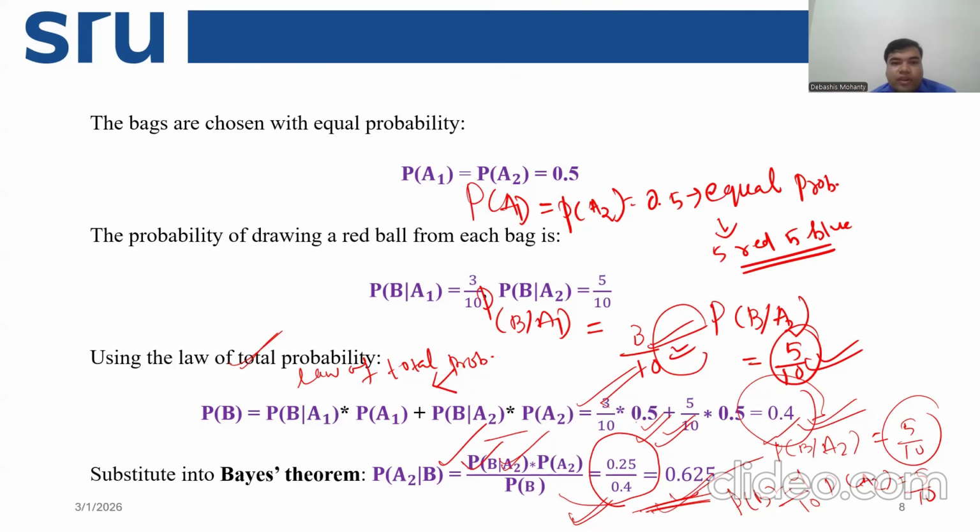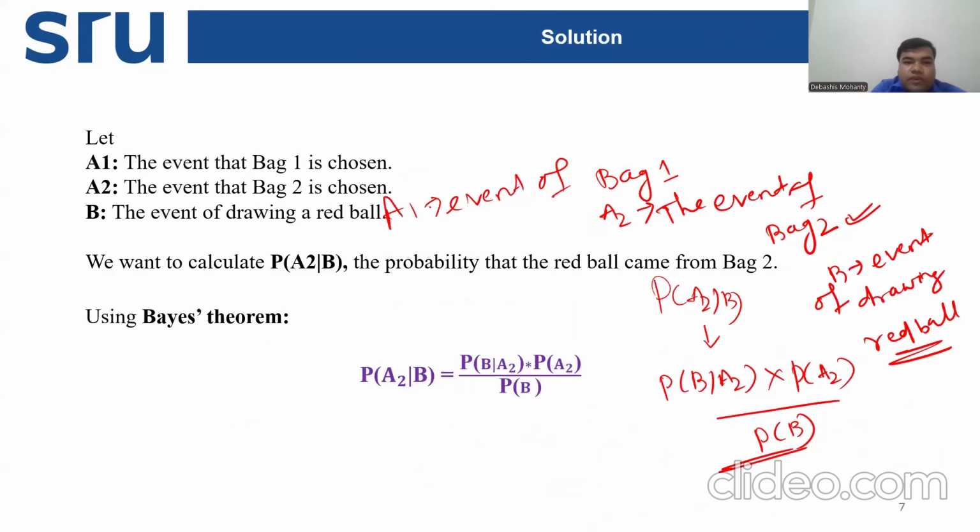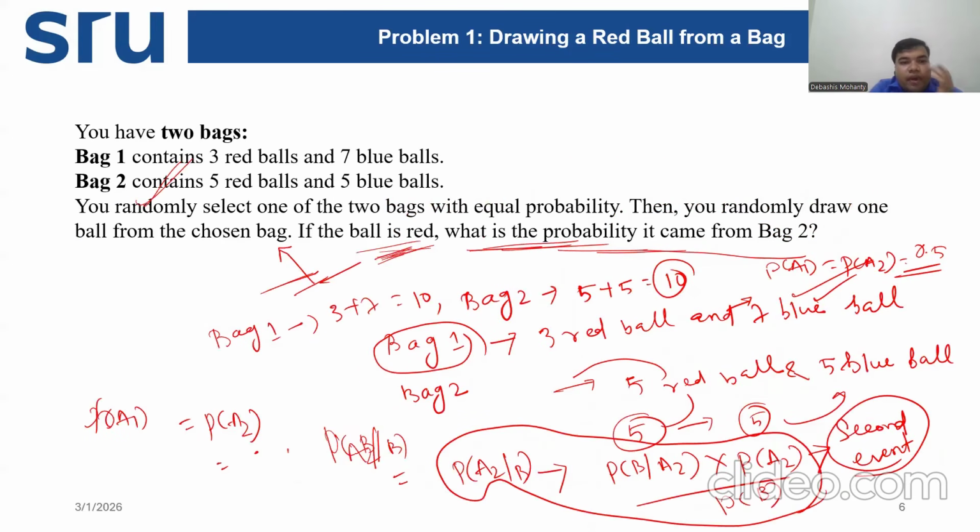Okay, students, are all of you clear? Okay, again I am explaining. Try to understand the question, what the question is asking about. Bag 1 contains 3 red balls and 7 blue balls, and bag 2 contains 5 red balls and 5 blue balls.